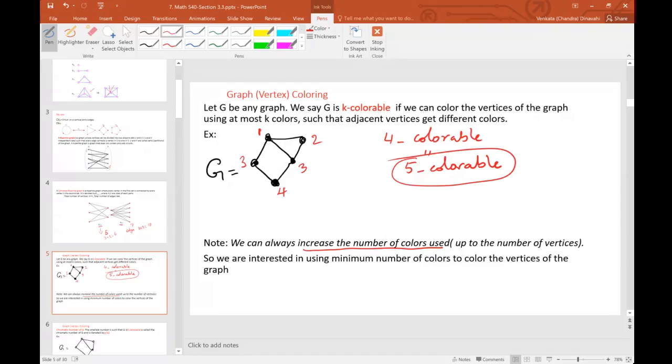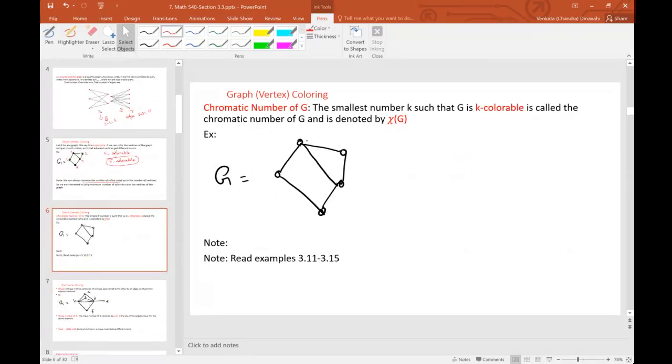The most interesting question is, what is the fewest number of colors I can use? That means as few colors as possible, you need to color each and every vertex. Let us go back to this exact same graph and try to color it. I'll color this as 1. I'll color this as 2. Now I can use the same color 2 here because there is no edge between these two. Now I cannot use 2 here, but I can use 1. I'm trying to use as few colors as possible.